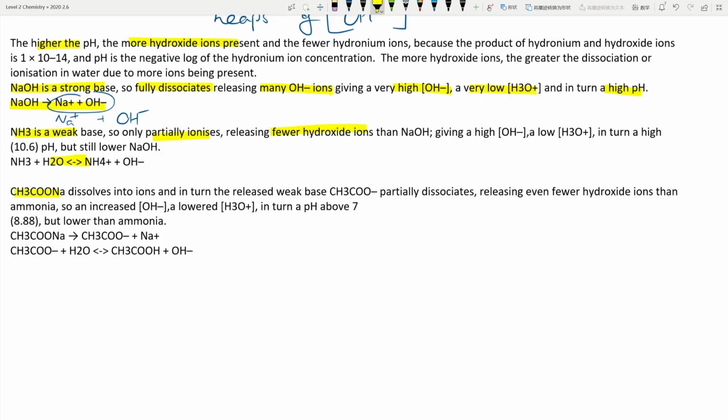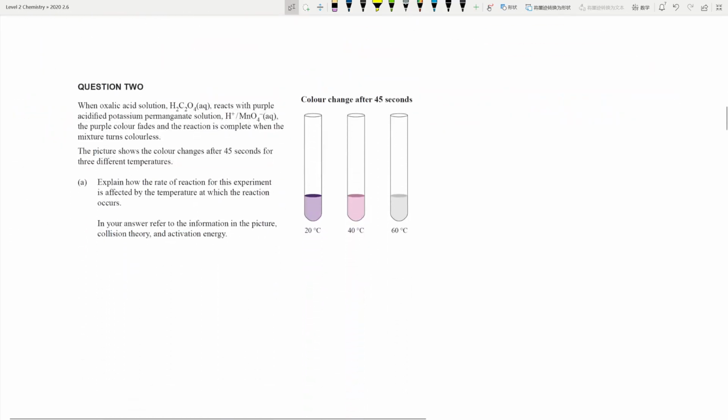But CH3COONa, so first it dissolves and releases the weak CH3COO minus, which then partially dissociates, but it produces not as many hydroxide ions compared to the other ones. So therefore it has a lower OH minus concentration and a lower pH. Okay, so hopefully that question makes sense, and that is the end of question 1. Let's move on to question 2.